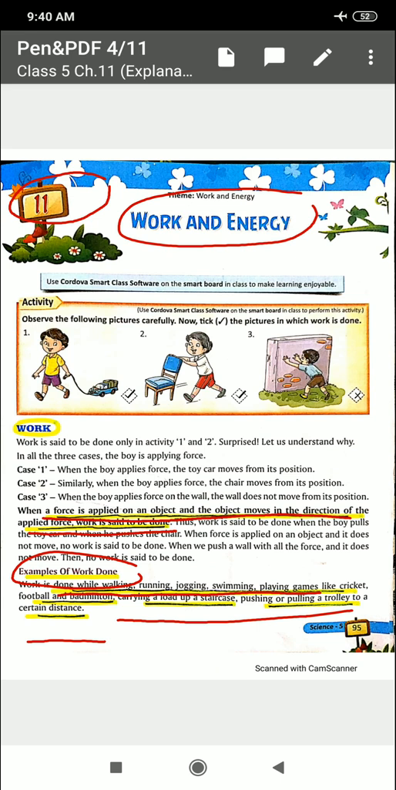So this is for today, children. I explained the topic work and energy: what is work, what is energy, and the different forms of energy. So read the chapter, underline the important terms, and write down the question answers neatly in your notebook. Okay, children.